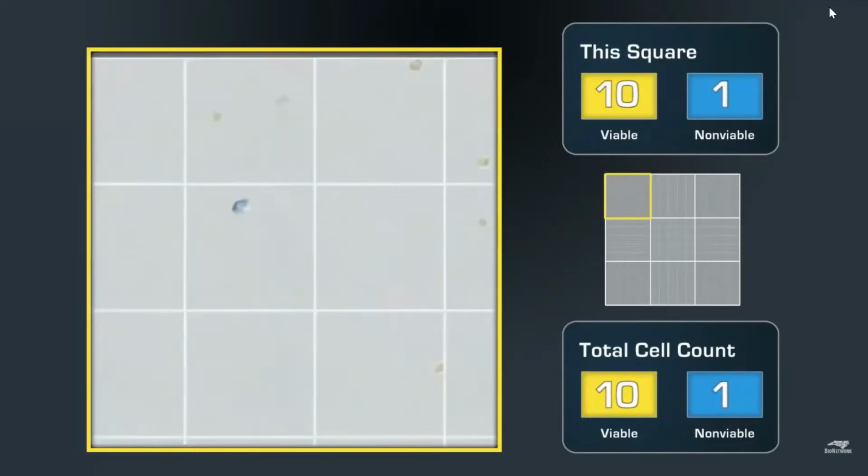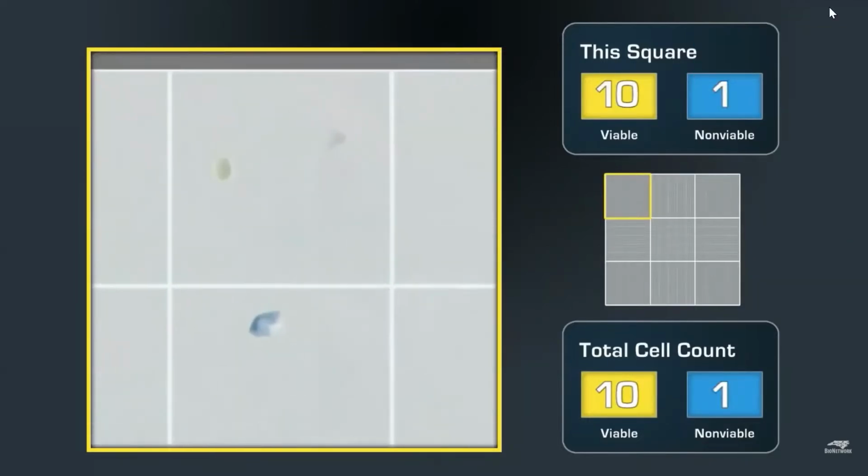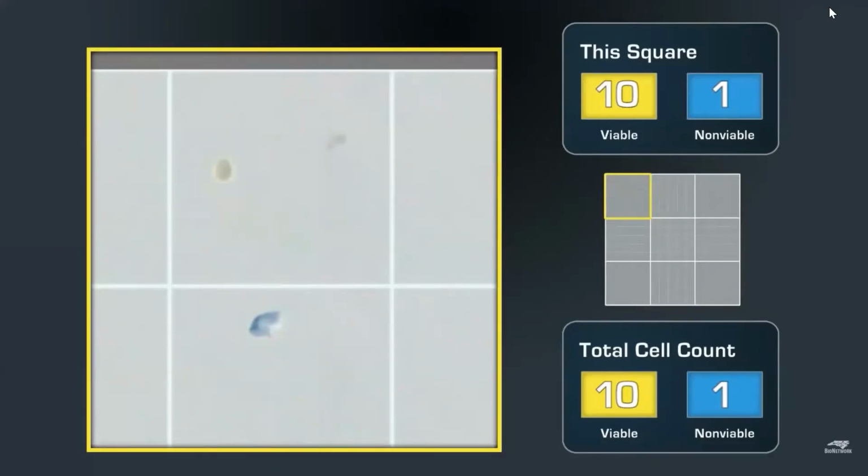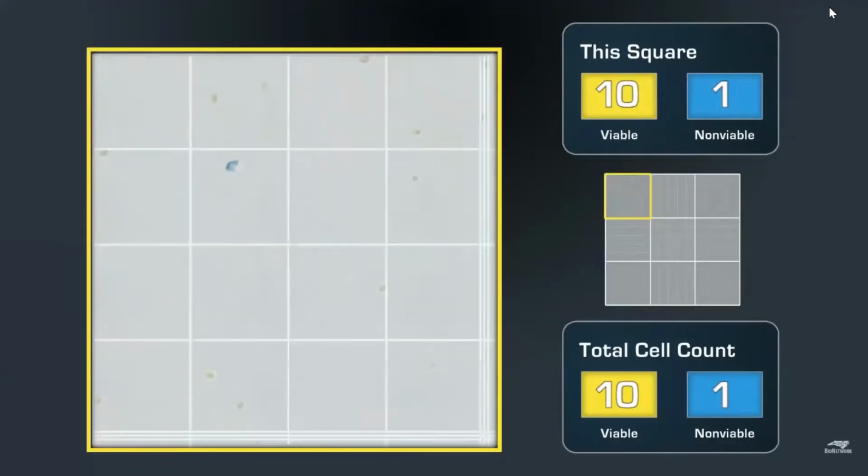Occasionally, you will see artifacts, objects or debris that appear blurry and don't have a well-defined shape. This is an example of an artifact. We won't include it in our count. Proper storage, cleaning, and handling of the hemocytometer will minimize the number of artifacts. There are 10 viable cells and 1 non-viable cell in the first square.